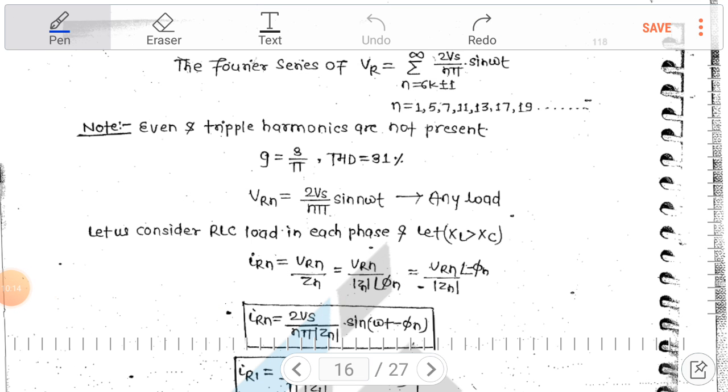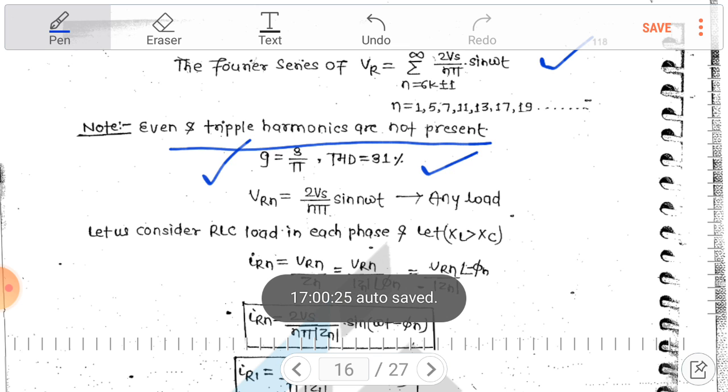The Fourier series of phase voltage is summation 2 Vs by n pi sine n omega t, where even and triple harmonics are absent. This is the distortion factor 3 by pi, and total harmonic distortion is 31%, which is 17% lesser than the single phase.